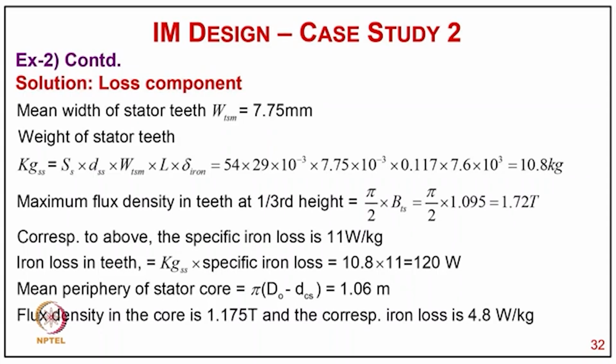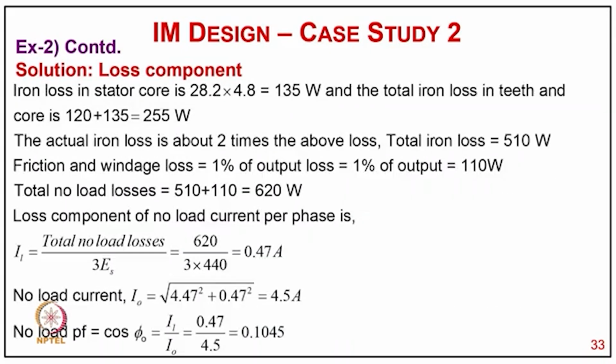So now the iron loss in teeth is KGS into specific iron loss. Putting the value of this, it comes 120 watt, and mean periphery of stator core pi D minus pi CS is 1.06 meter. The flux density in the core is 1.175, and corresponding iron loss per unit weight is 4.8 watt per kg. Now the iron loss in stator core is specific loss into weight, so 28.2 into 4.8, 135 watt, and the total iron loss in the teeth and core is 120 plus 135, 255 watt, and the actual iron loss is about 2 times the total iron loss, which is 510 watt.